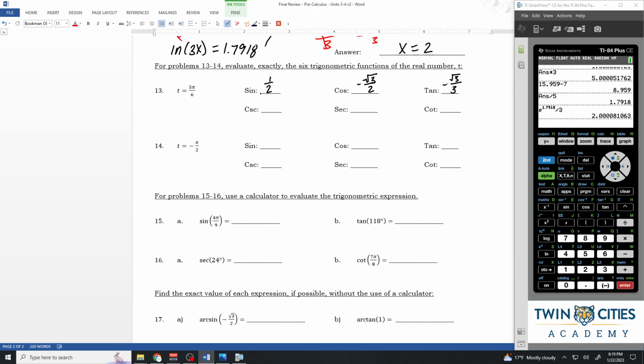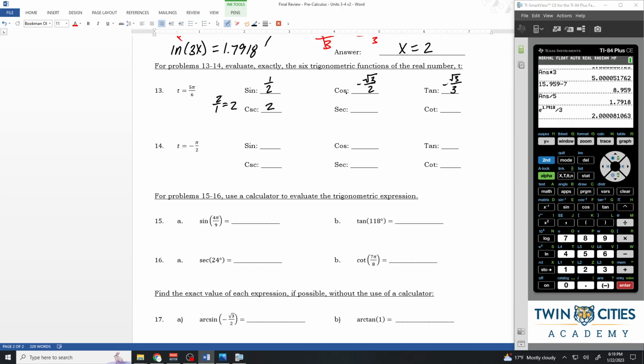Remember that sine and cosecant are reciprocals of each other. Cosine and secant are reciprocals of each other. Tangent and cotangent are reciprocals of each other. What this means is if I've got the sine of this 5 pi over 6 is 1/2, then for cosecant, I'm just going to flip this upside down. 1/2, flip that upside down, that's 2 over 1, which of course is the same as 2. So the cosecant here is 2.